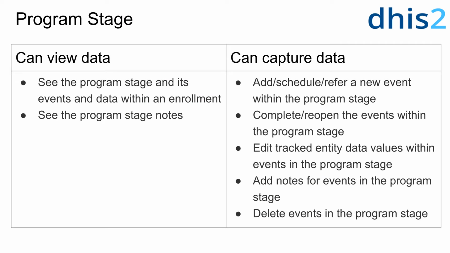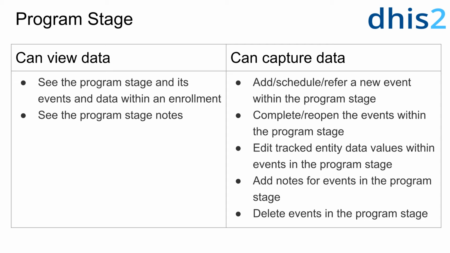We can also use the CanCapture data sharing setting for program stages. By sharing program stages with a user or user group with the data CanCapture data setting, this will allow them to add, schedule, or refer new events within the program stage that has been shared, complete or reopen the events for a particular program stage, edit data values for the events within the program stages, add notes for the events in the program stage, and delete events in the program stage.